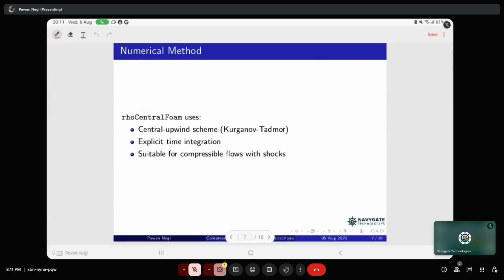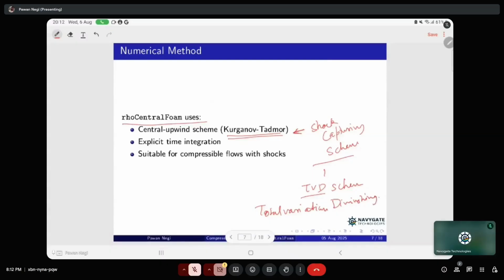In particular, rhoCentralFoam uses this particular scheme. It is a shock capturing scheme, and this is a TVD scheme as well, which is called total variation diminishing, and the time integration is explicit. That means whatever variable update we are going to do, it depends upon all the variables from the previous time step times delta t or whatever. This is called the explicit time integration, and clearly, as I explained before, it is suitable for compressible flow with shocks.